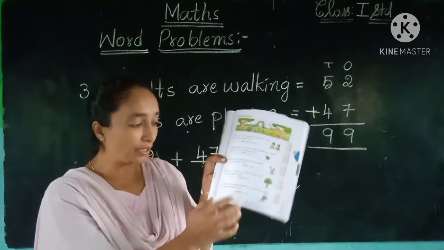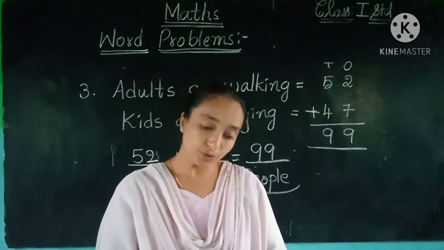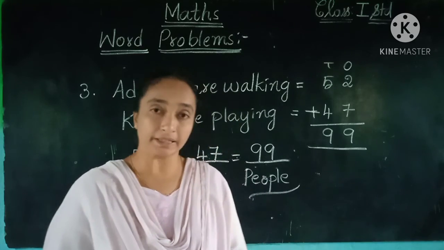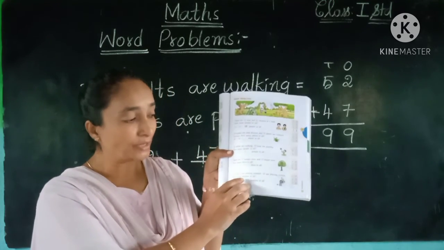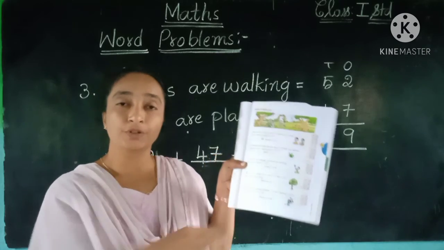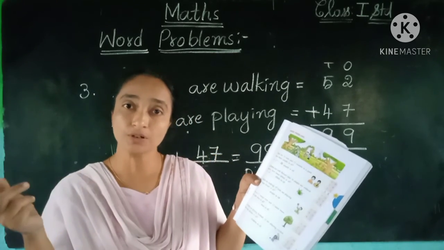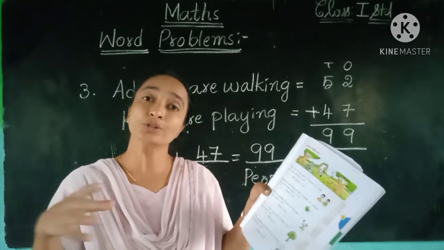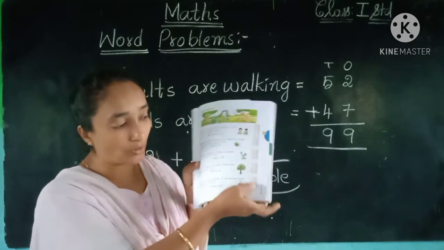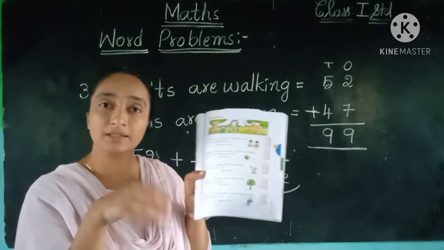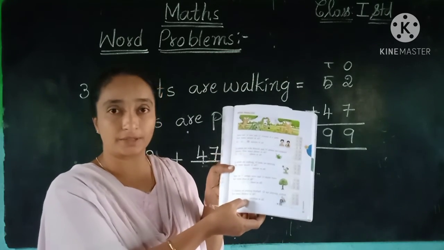Okay, children. Now another one here. 25 children are playing football. 22 children are playing cricket. So here we can write, children, the first one 25 and the second one here 22. So 25 children are playing football and 22 children are playing cricket. So all together how many children are there? So if you do the calculation here, already they have given the numbers for you. This you can do the calculation and whatever answer you get, you should write here.